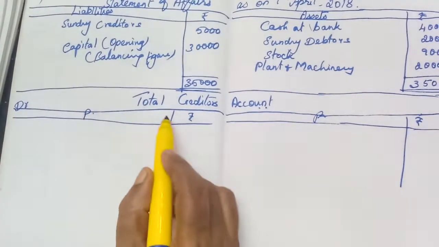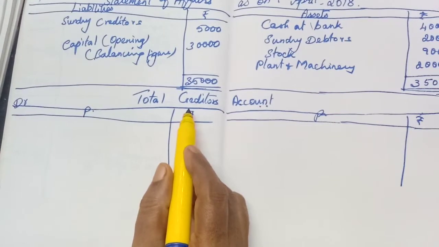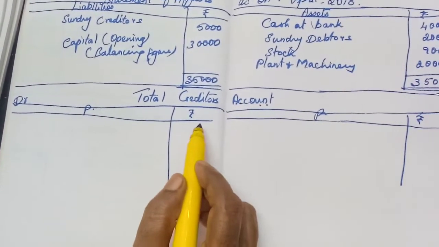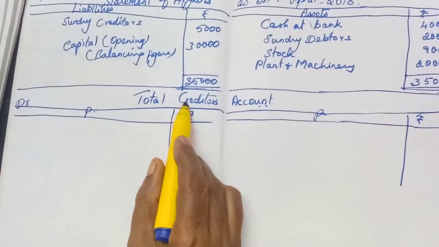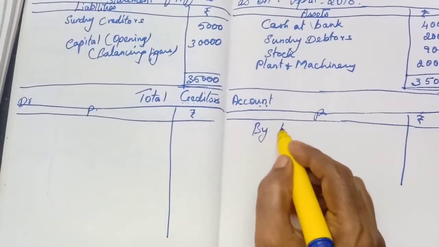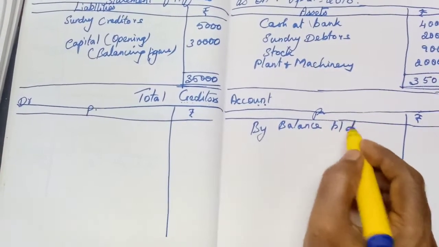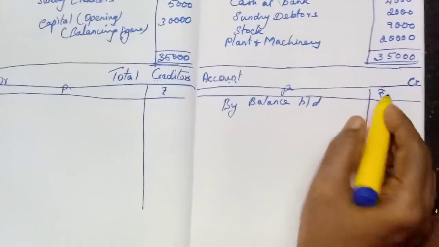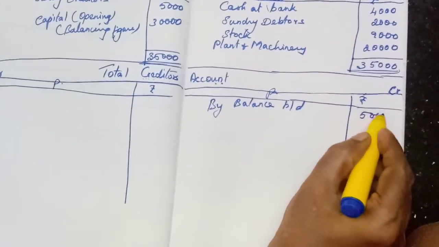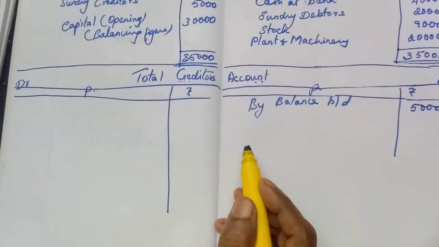Where is sundry creditors? Sundry creditors how much? Opening 5,000. Where will it appear? Because it is a creditor, it shows a credit balance. How should we write? By balance brought down, 5,000. Now that closing balance we will write last.